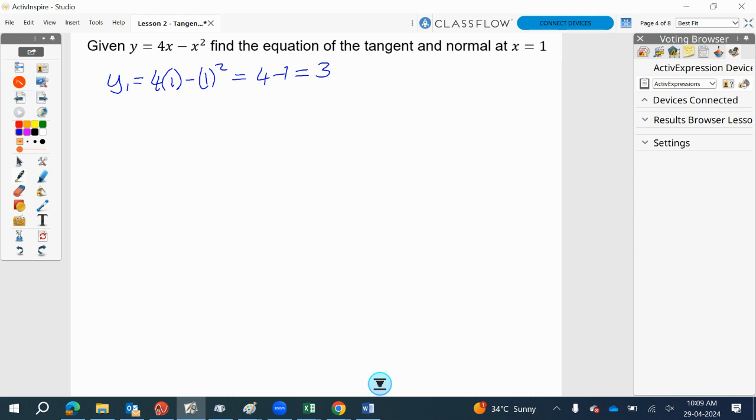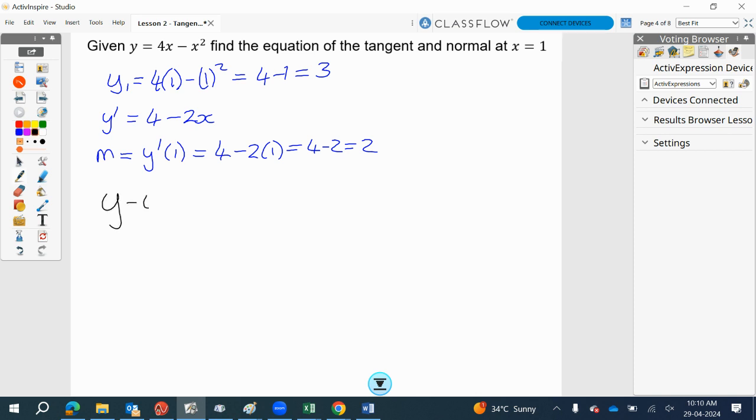Next, we need the derivative. So y prime is going to be what? 4 minus 2x. So the gradient of the curve is going to be y prime of 1. That's going to give us 4 minus 2 bracket 1, which is 4 minus 2, which is 2. So now we can put everything into the formula.